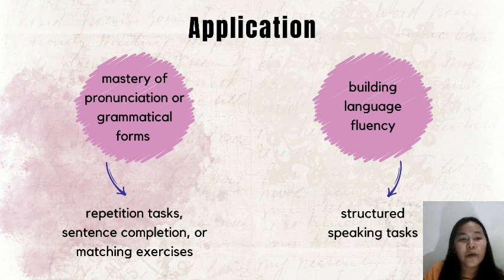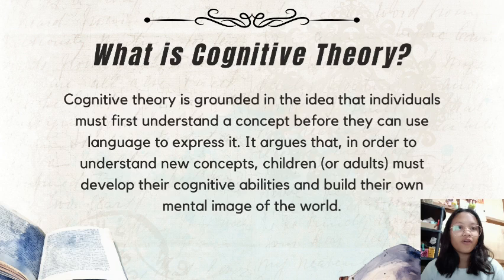So, all in all, in summary, behaviorism shapes language assessment by focusing on measurable, observable behaviors. Assessments under this theory prioritize accuracy, correct repetition, and habit formation, with strategies aimed at reinforcing correct language use through immediate feedback. And this approach is particularly useful in early stage language learning, where the focus is on mastery of basic language forms. And now, let's move on to the next theory, which is the cognitive theory.